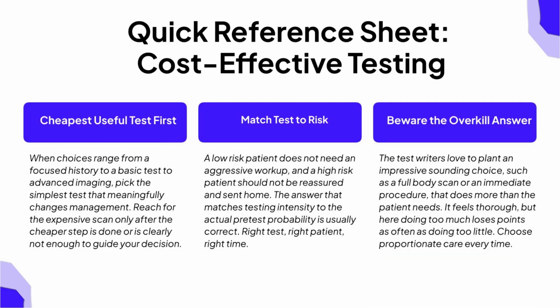Here is one more quick reference sheet on cost-effective testing. First, reach for the cheapest useful test. When choices range from a focused history to a basic test to advanced imaging, pick the simplest test that meaningfully changes management and save the expensive scan for later. Second, match the test to the risk. A low-risk patient does not need an aggressive workup, and a high-risk patient should not be reassured and sent home. Third, beware the overkill answer. The impressive full-body scan usually does more than the patient needs.